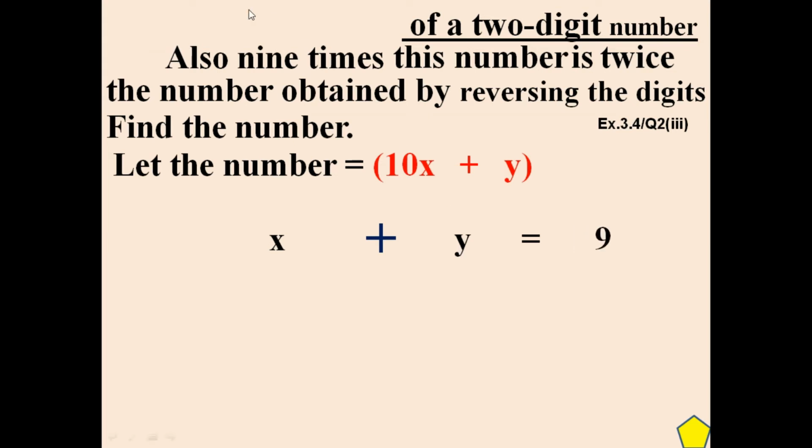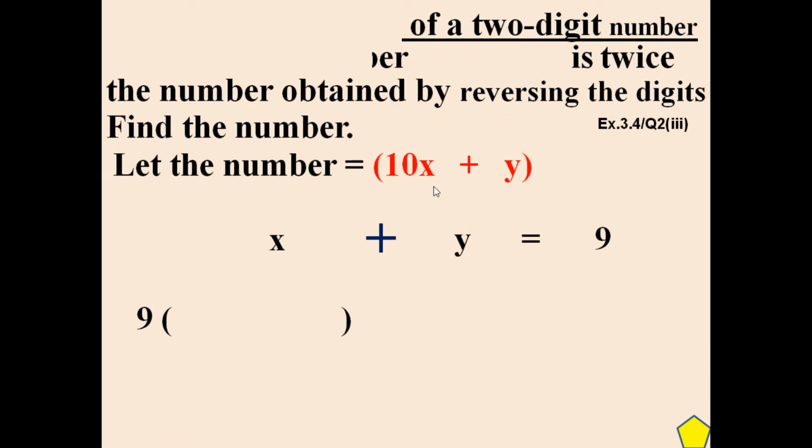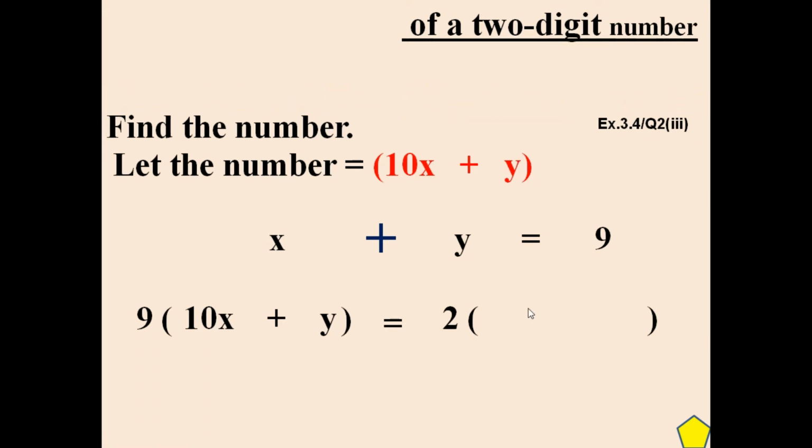Then the question says 9 times. Now 9 times can be written as 9 multiply, that means 9 bracket, this number. This number is 10x plus y. Is means equal to, twice means 2 multiply, the number obtained by reversing the digits. It implies that y takes the place of x and x takes the place of y. So the reversed number becomes 10, y comes in place of x and x goes in place of y.